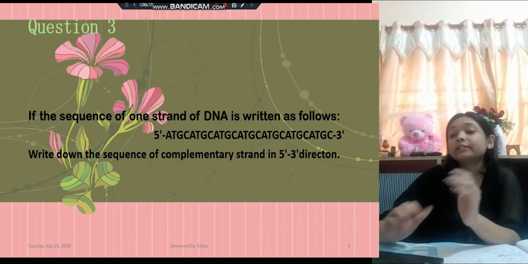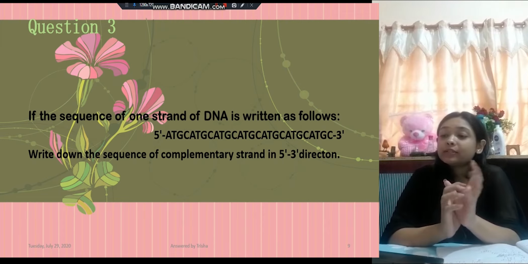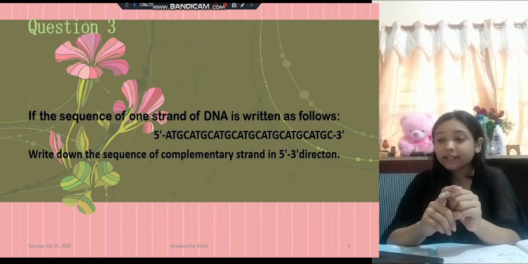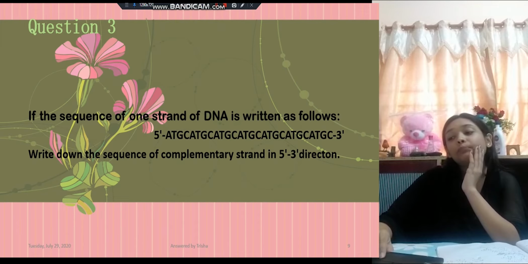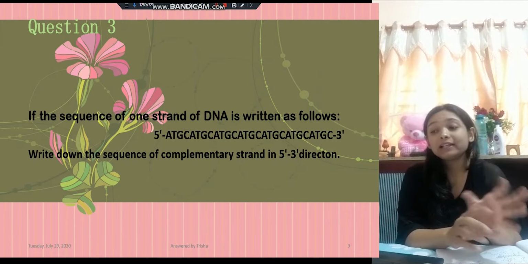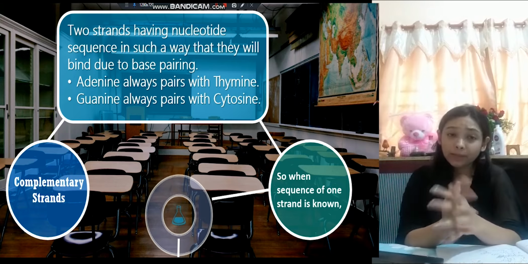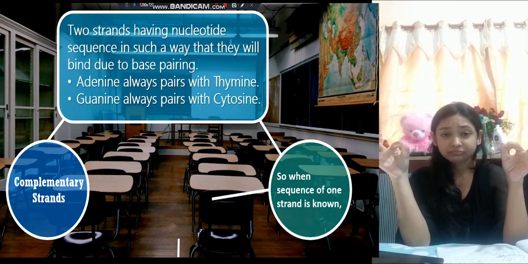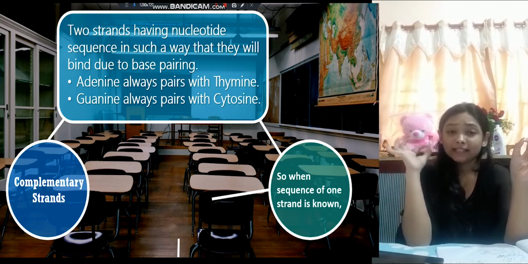The third question is, if the sequence of one strand of DNA is given, we have a DNA sequence of one strand. What is the sequence on the complementary strand in 5' to 3' direction? What exactly is this 5' and 3' thing? There is a long stretch of DNA. In this long stretch of DNA, it has a 5' end and a 3' end.